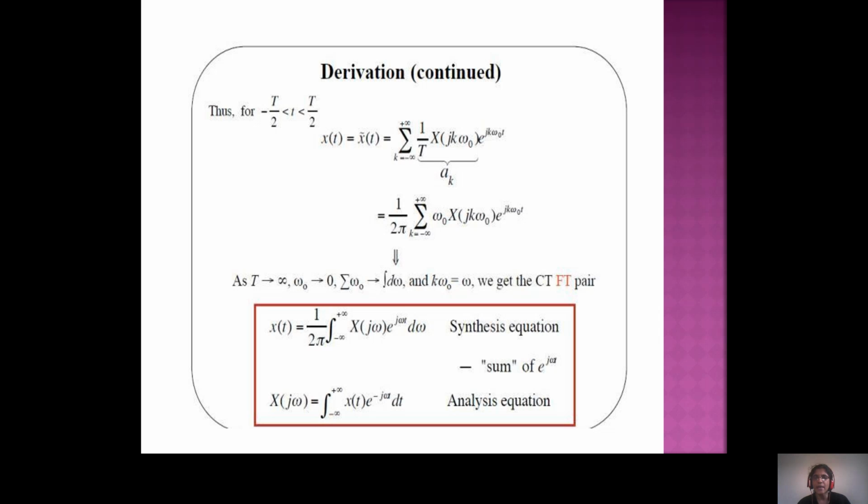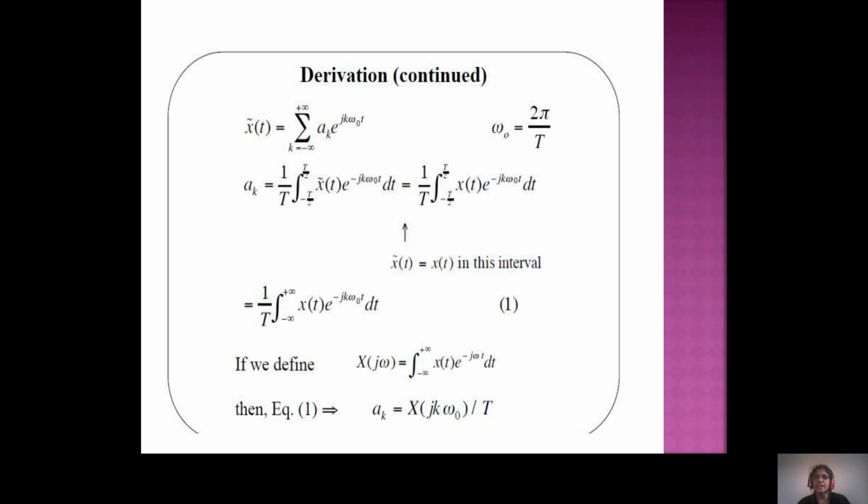So thus for minus T by 2 less than T by 2, x of t is equal to the summation of k equal to minus infinity to infinity of 1 by T times X of j k omega naught into e power j k omega naught t. So we have to substitute the value of ak, that is X of j k omega naught by T, into this equation.